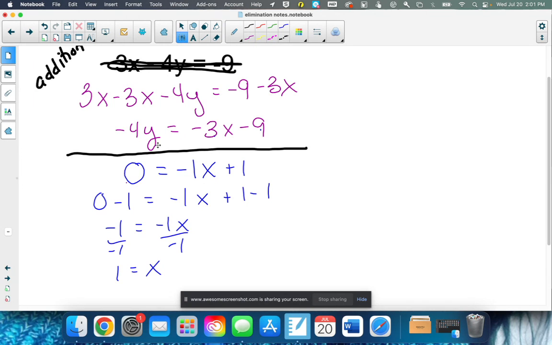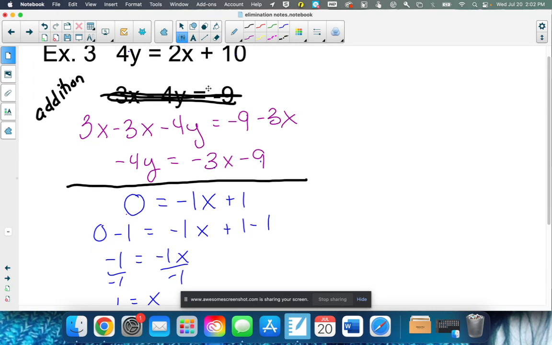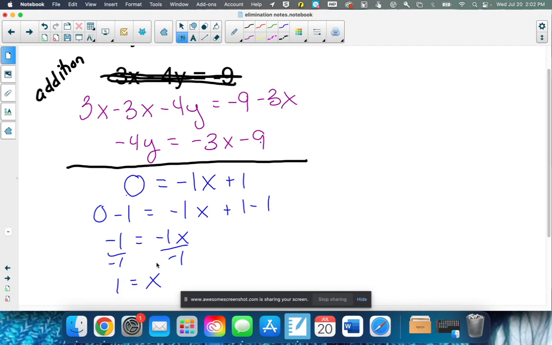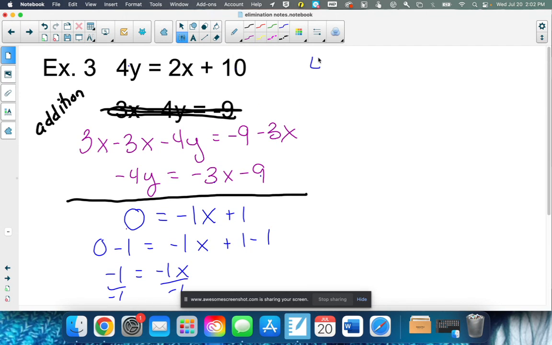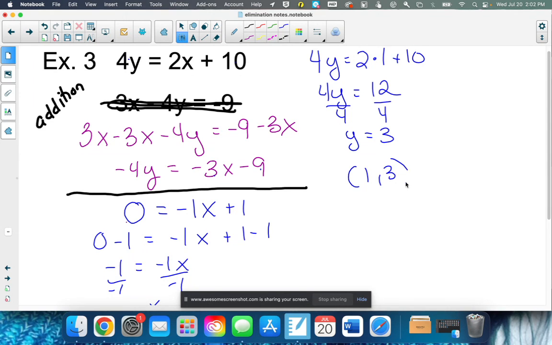Same thing. So then go back and substitute the x back into one of your original functions. And again, the reason I like crossing that out is because I can now use either of my original functions or the new one, and it works. So I'm going to go back up to the top again. So x equals 1. So I'm going to substitute that in. 2 times 1 plus 10. So 4y, 2 times 1 is 2, plus 10 is 12. So 4y equals 12. That means y is equal to 3. So my ordered pair solution is 1, 3.